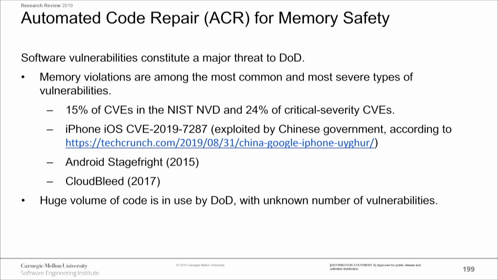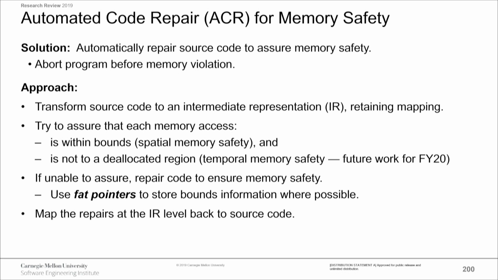The Cloudbleed incident of 2017 is interesting because there is no active attacker. Rather, the Cloudflare web proxy had a vulnerability where, under certain conditions, it would read past the end of a buffer and reveal potentially sensitive information to unauthorized users. There is a huge volume of code in use by the DoD, and that code has an unknown number of security vulnerabilities. So what's our solution?